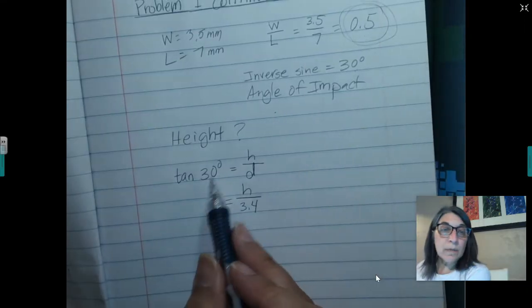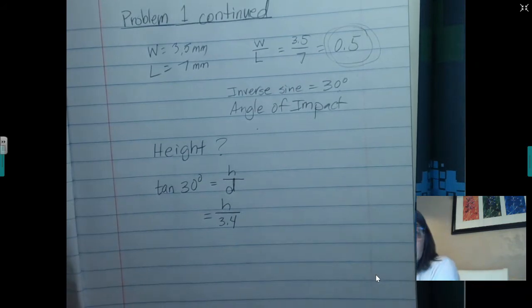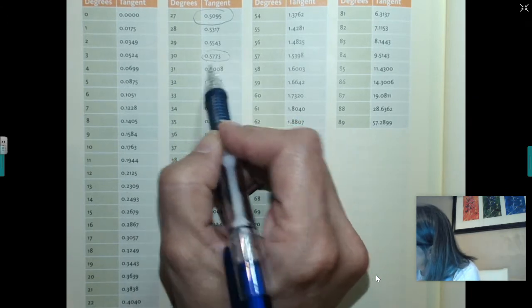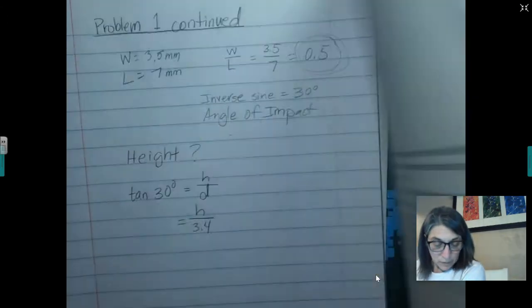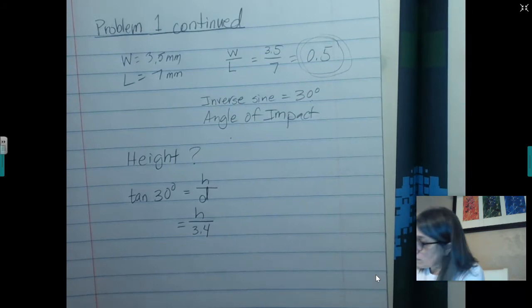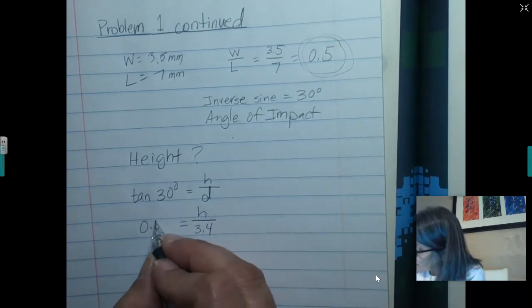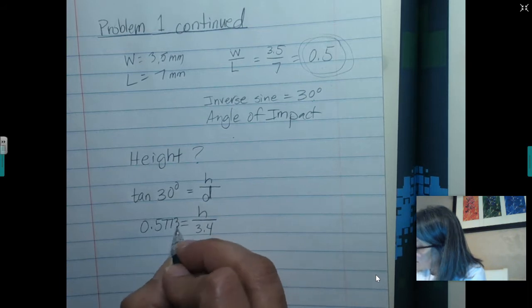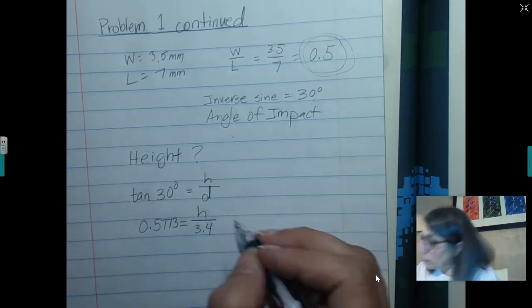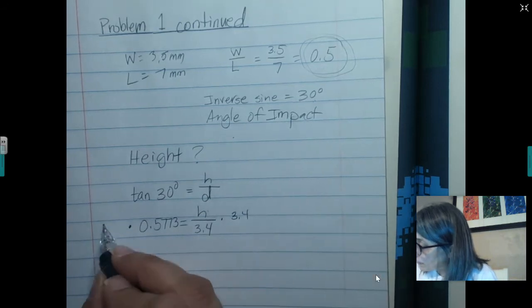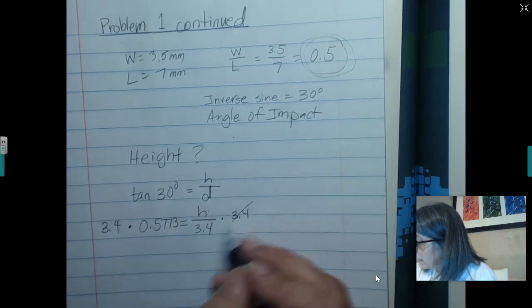And then I need to use my table of tangents in the back of the book and look up 30 degrees. So when I turn to that, my 30 degrees is right here, 0.5773. So I'm going to put that over here, 0.5773. And in order to solve for height, we're going to multiply both sides by 3.4. Multiply this by 3.4. These cancel out.